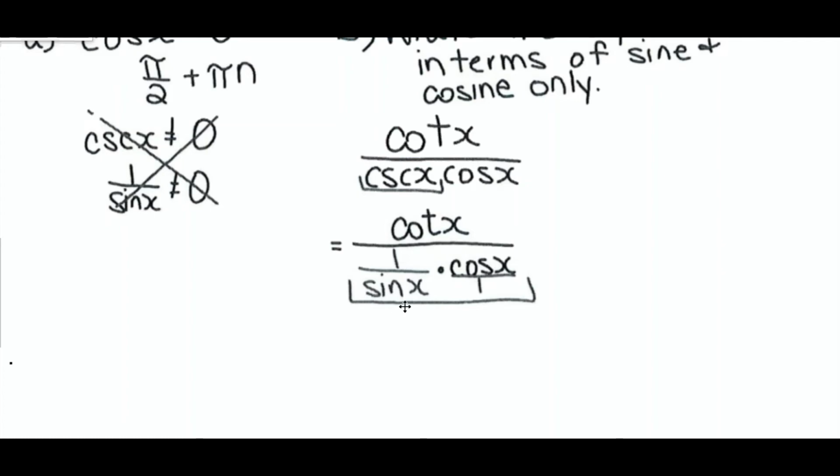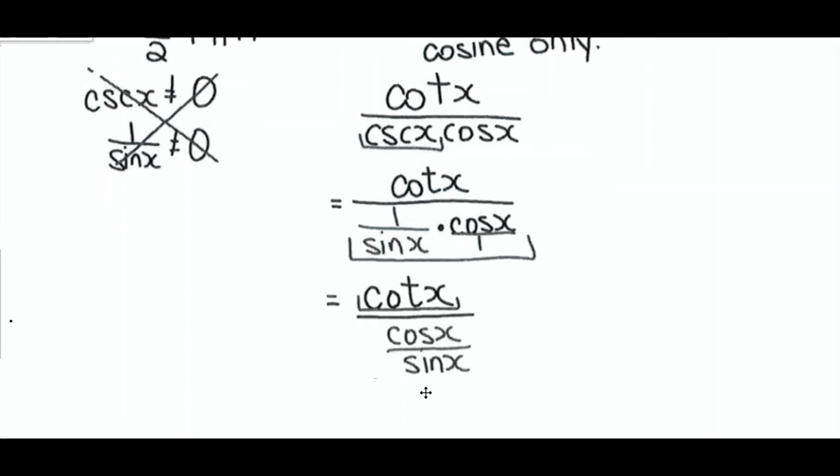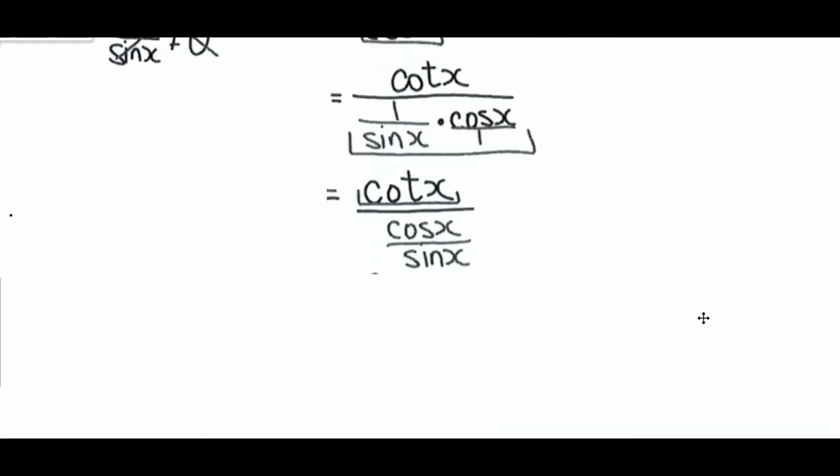After we do that, we can combine this 1 over sine x times cos x over 1, because that gives us another identity. So we know that those will multiply together, and we have cotangent x over cosine x over sine x. And if we look back on our first page, we have another identity that tells me this top cotangent x is the same as cosine x over sine x.